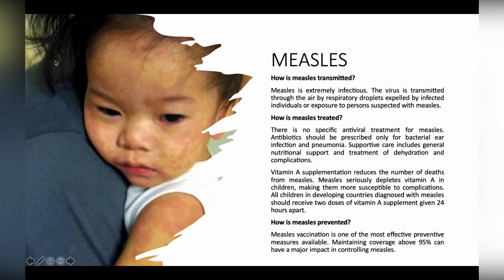Measles seriously depletes vitamin A in children, making them more susceptible to complications. All children in developing countries diagnosed with measles should receive 2 doses of vitamin A supplement given 24 hours apart. How is measles prevented? Measles vaccination is one of the most effective preventive measures available. Maintaining coverage above 90% can have a major impact in controlling measles.